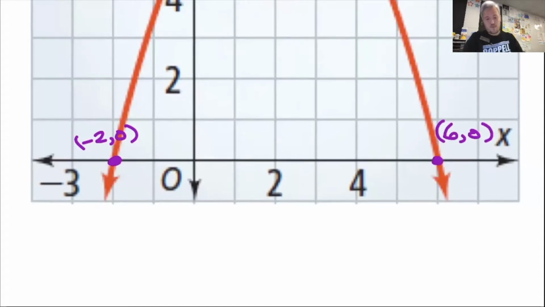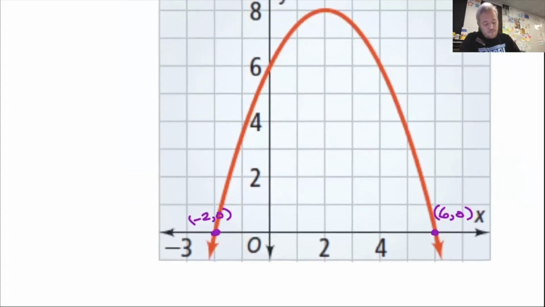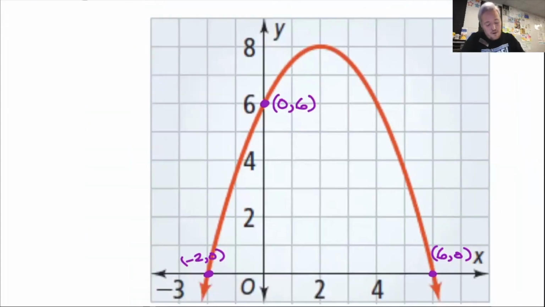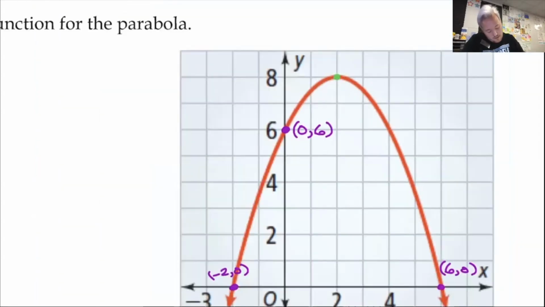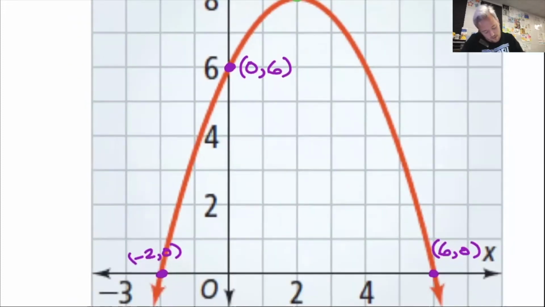Right there. All right, so I want to go ahead and identify another point that I can plug in. So because they actually have the y-intercept right here on the graph, I'm going to go ahead and use that point. But just know you also have the option to use any of these other points. So you could use the vertex if you wanted to. So that'd be (2, 8). Or you could even use right here (4, 6).